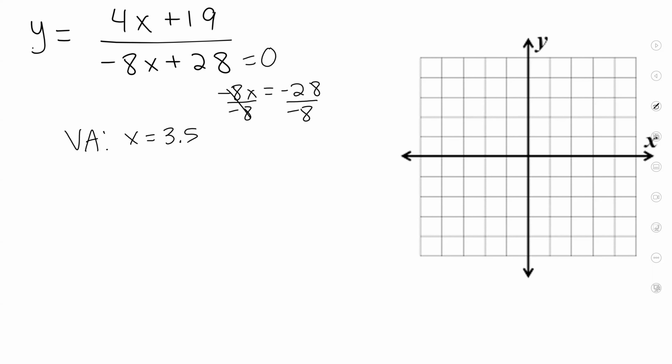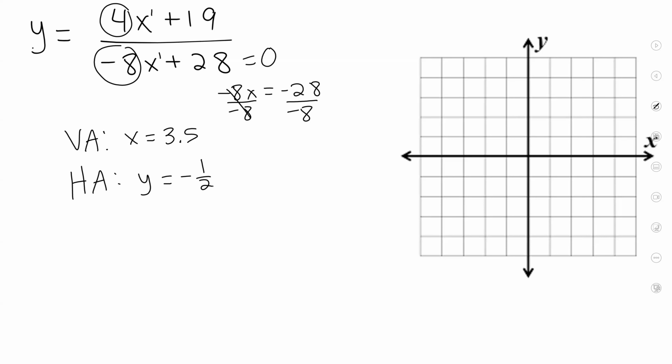Okay, your horizontal asymptote. These degrees are the same. So if the degrees are the same, you look at the coefficients. That means your horizontal asymptote is y equals negative 1/2, because 4 divided by negative 8 is negative 1/2.